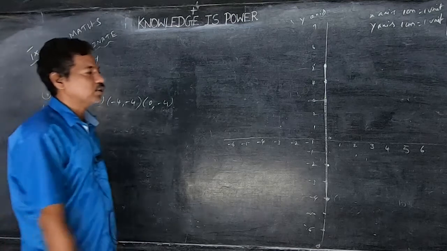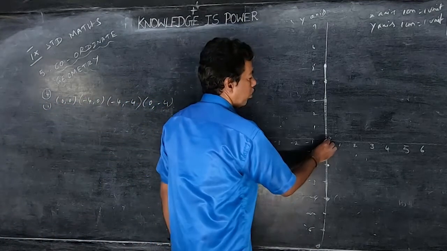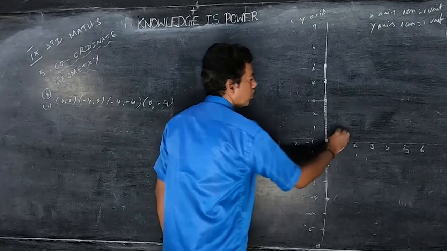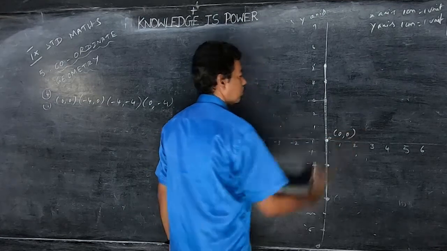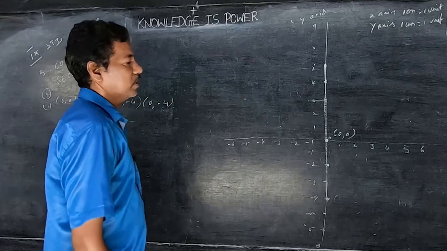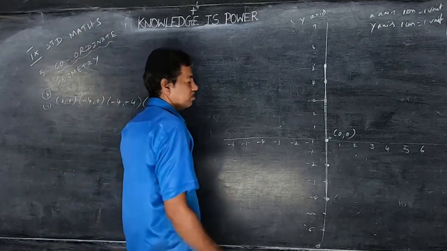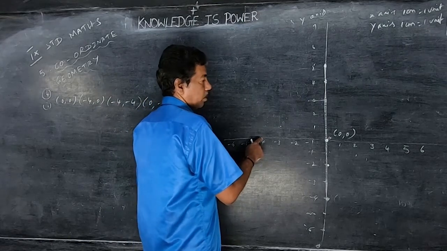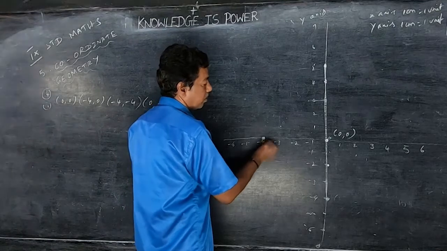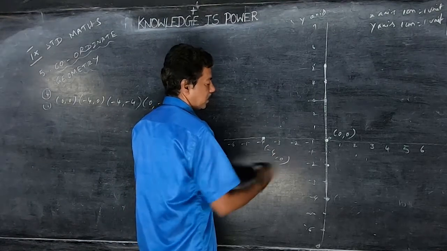First 0, 0. Already we know that; you have to place 0, 0. And see the second one now: -4, 0. X-axis is -4, y-axis will be 0. So this is the point called -4, 0.